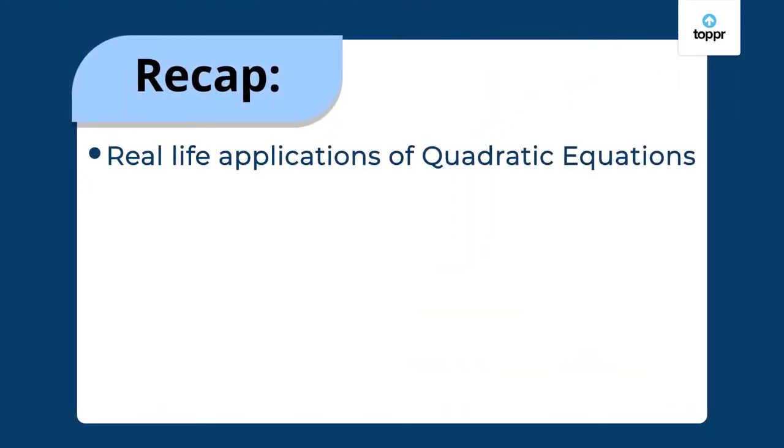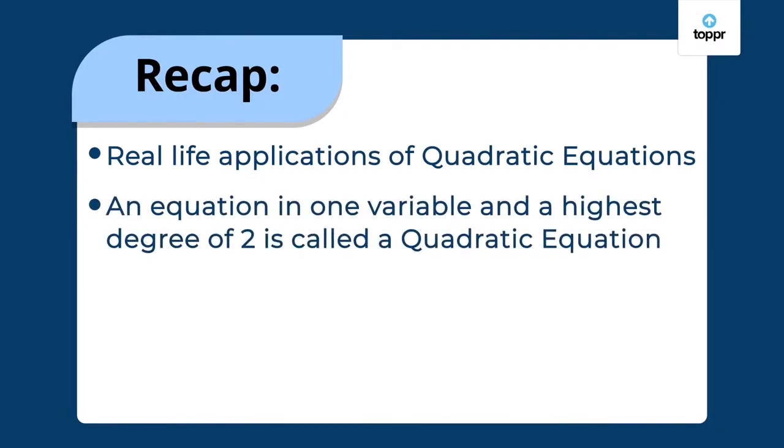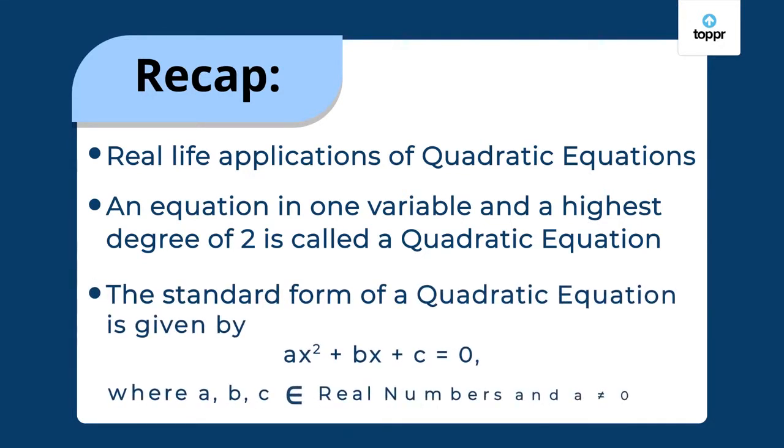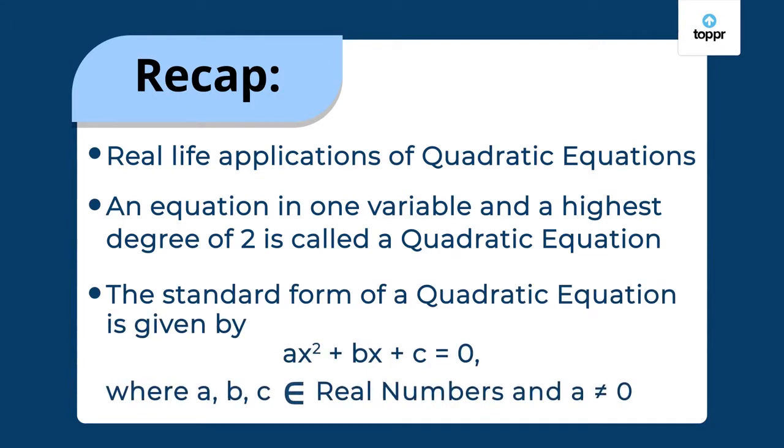So now that you know the definition of a quadratic equation and what its standard form is, let's do a quick recap of what we learned today. We looked at some real-life problems where we need to apply quadratic equations. We defined a quadratic equation as an equation in one variable and a degree of 2. And finally, we learned that the standard form of a quadratic equation is ax squared plus bx plus c is equal to 0, where a, b and c belong to real numbers and a is not equal to 0.